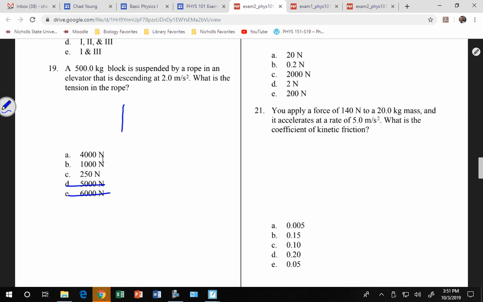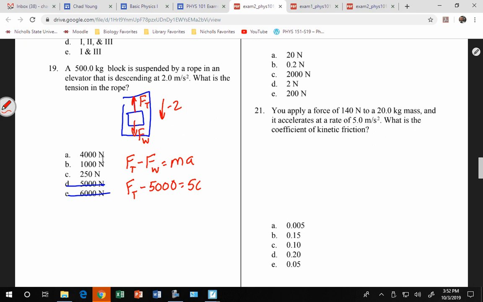So draw a picture, a block, draw my forces. There's my tension. There's my weight. The acceleration is in this direction. It's -2. The negative is really important. Make sure you get the negative. So I'd say the sum of the forces, Ft minus Fw, equals m times a. That is Ft, which is what I'm looking for, minus the weight, which is 5,000, equals the mass, 500, times the acceleration, which is -2. Ft, as you thought, is equal to 4,000 newtons.